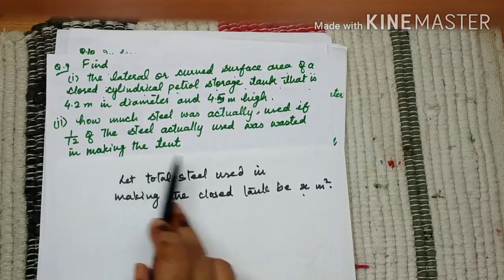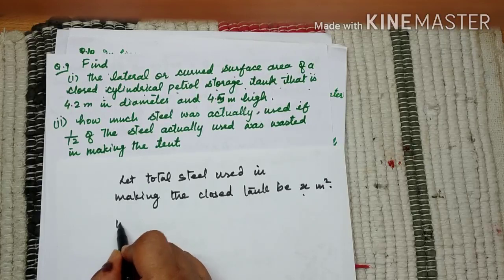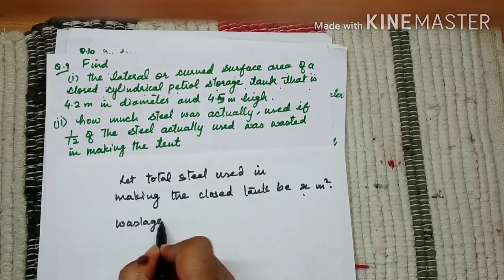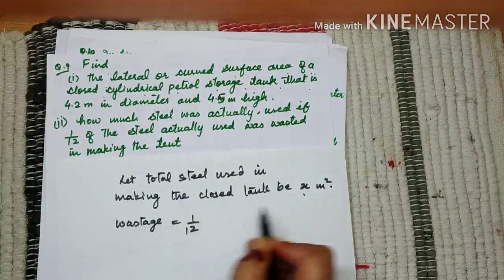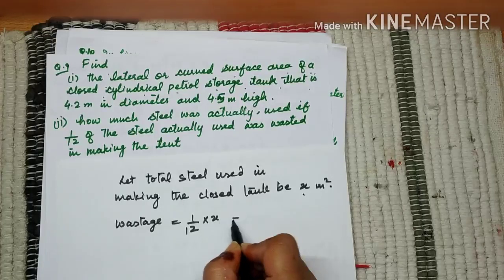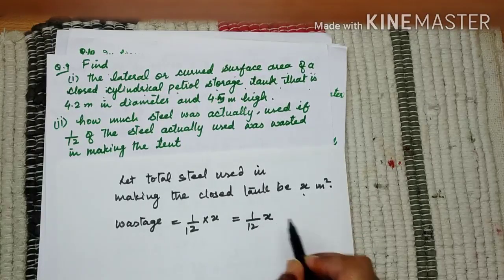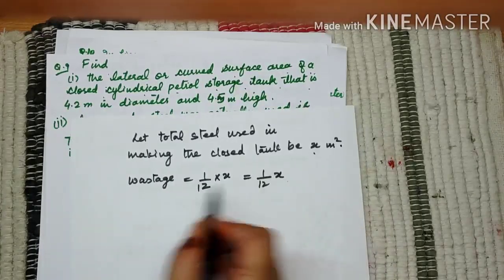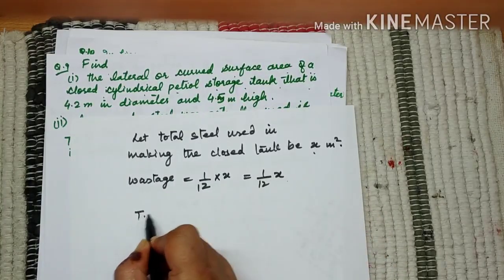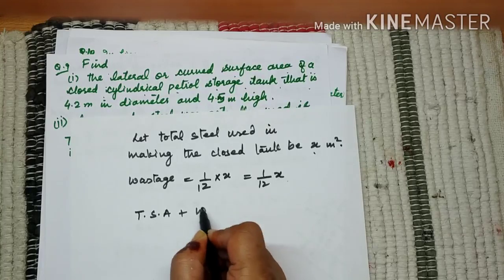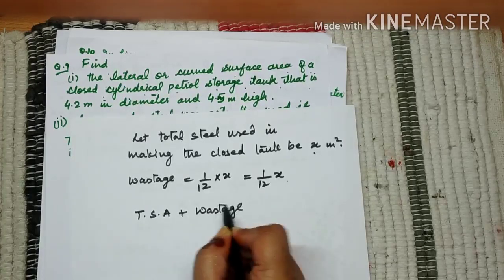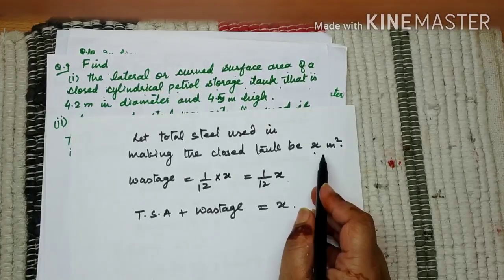Okay, so 1/12 of the steel is wasted. So wastage is 1/12 of the total. Total is x. So 1/12 x. This is wastage. So actually the total steel used is equal to TSA plus wastage, which is equal to x square meters.